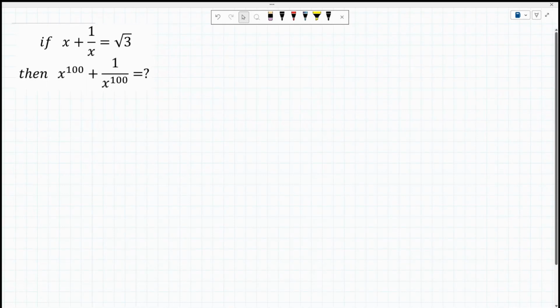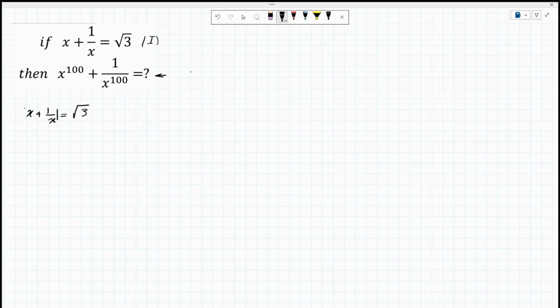Hello, my friends. We have a nice question here. If x plus 1 over x is equal to square root of 3, then what is the answer for this expression here? In order to solve this, we're going to play with the first equation on top. So we have this equation x plus 1 over x equals the square root of 3.